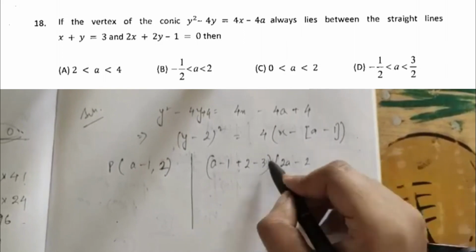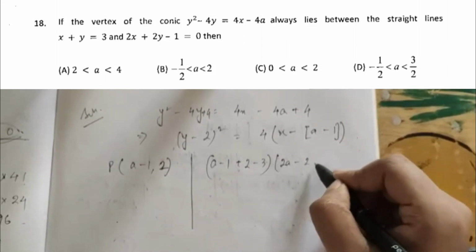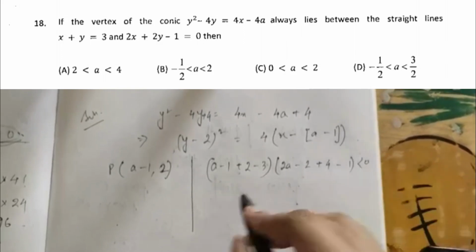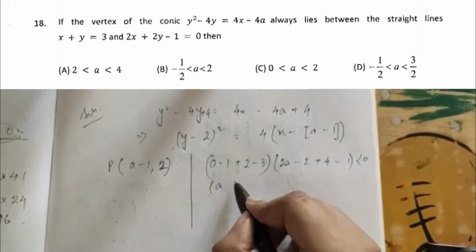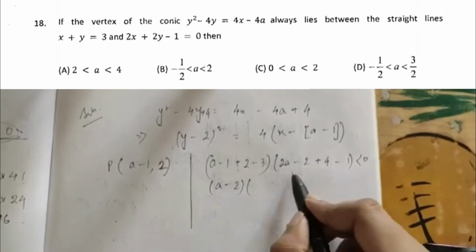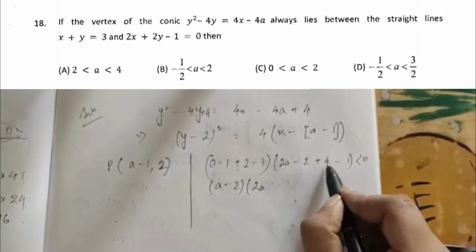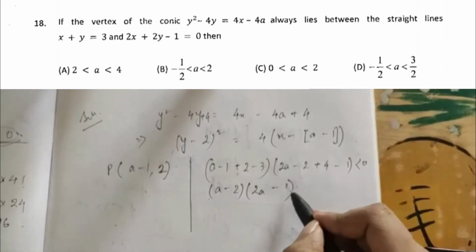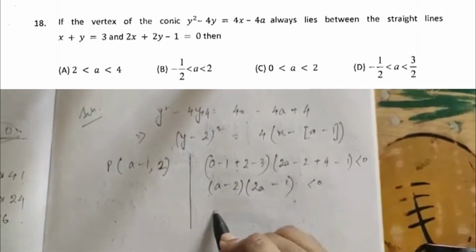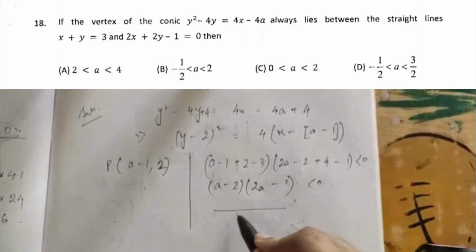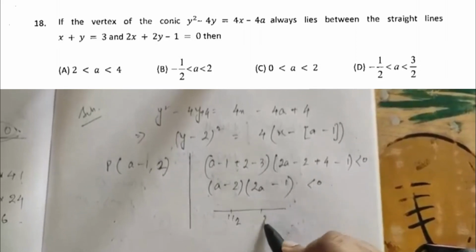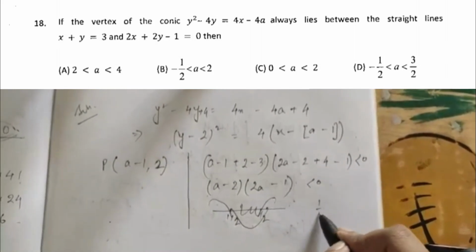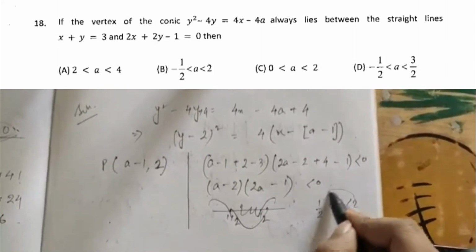I am doing it as half. Let it be (2a minus 2 plus 2 into 4 minus 1) less than 0. So it will be (a minus 2) into (2a minus 4 minus 3). It will be 1. Okay, so yes, it's coming as 1. So here, from half and 2, by the wavy curve method, the value of a is lying between half and 2.